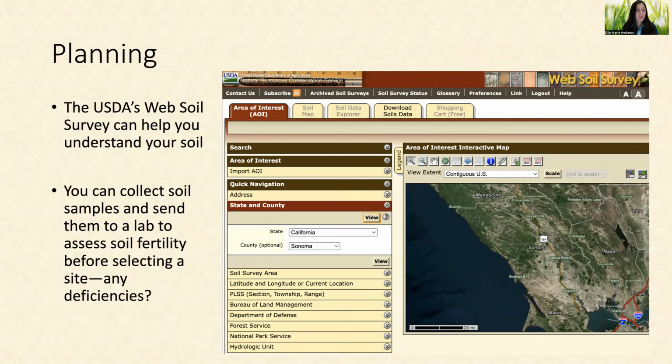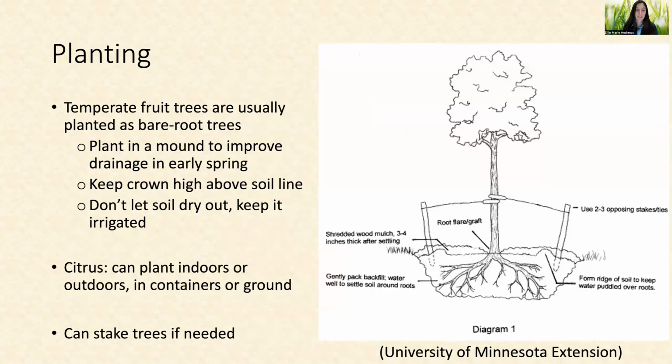This is a great resource. This is the USDA Web Soil Survey, and it can help you understand your soil. You can also, separately from this, collect soil samples and send them to an analysis lab to assess soil fertility before you select a site. That can be a really nice tool to know what you would be getting yourself into, and you can look for any deficiencies or anything that you might want to think about. So these are two different tools that can help you learn about your soil ahead of time.